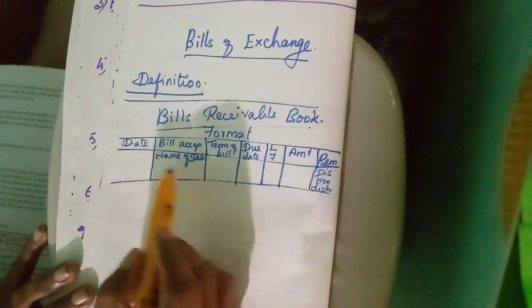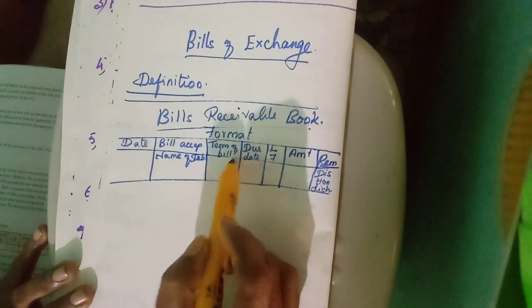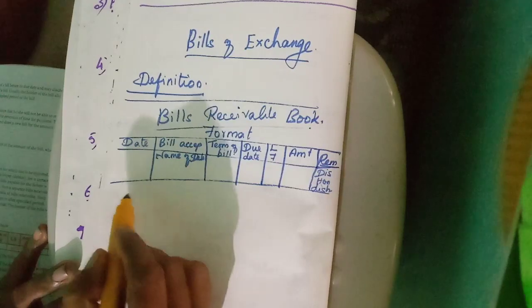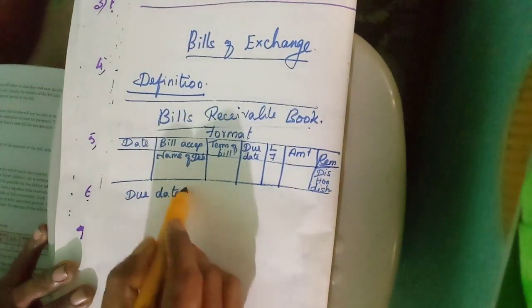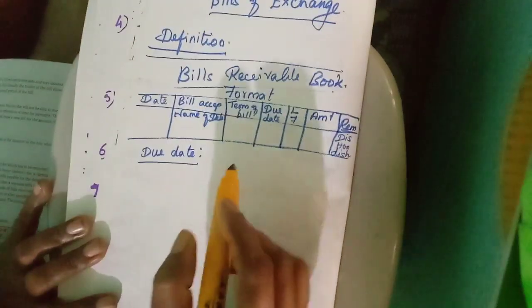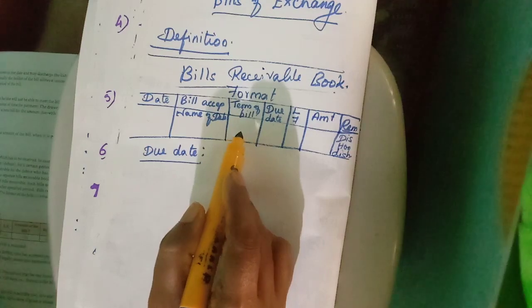Date we know, date of the bill. We can write the name of the debtor easily. Term will be given. Due date only we need to calculate. I will explain how to calculate the due date. It is related to the term of the bill.